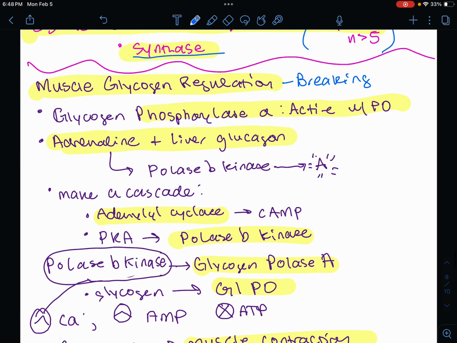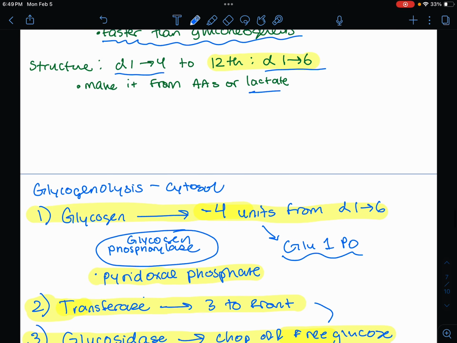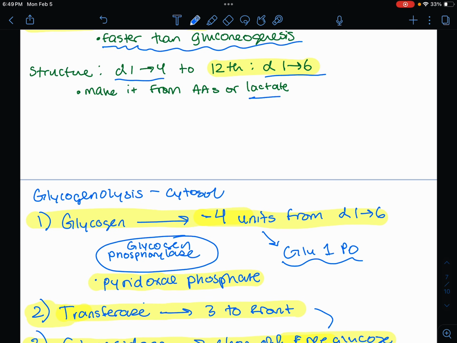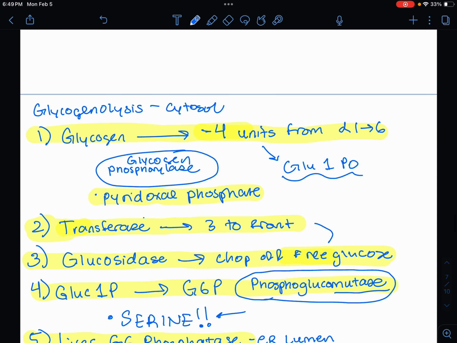Okay, let's talk about muscle glycogen regulation. And this is going to be involving glycogen breakdown again. So we're going to be playing around with the glycogen phosphorylase. Glycogen phosphorylase will be breaking down those alpha 1,6 bonds in our glycogen molecule. If we go back to glycogenolysis, sorry about that, we have it listed right here.